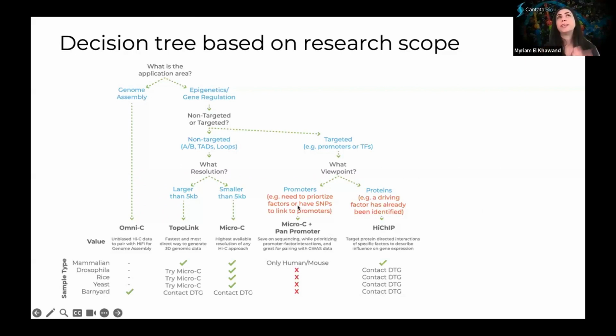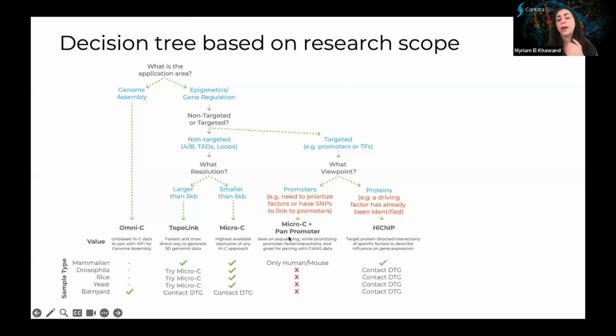But if you have, for example, GWAS data, and you've identified SNPs or variants, and you're trying to link them to promoters, this is where the pan-promoter assay is the right assay for you. So now you're asking the question about what are the sites or the regions that are associated or interacting with these promoters in the genome. And as I mentioned in the previous slide, when you're actually getting the pan-promoter assay, you're also doing the microC library preparation. That would be the first step in your workflow.